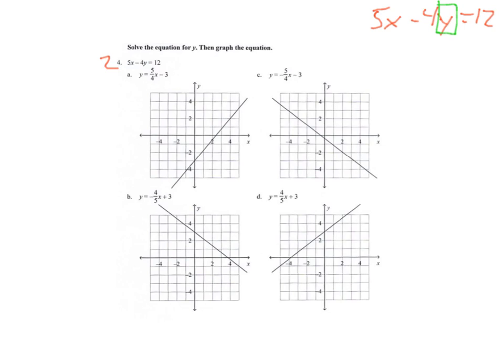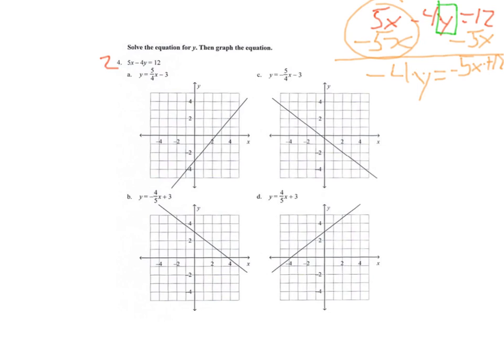So I'm going to subtract 5x from both sides, keeping our equation balanced. Put the line underneath. Remember, you cannot combine the 12 and the 5x. They're not like terms. These zero out. That leaves a negative 4y equals negative 5x, running out of room, plus 12. Squeeze it in there.